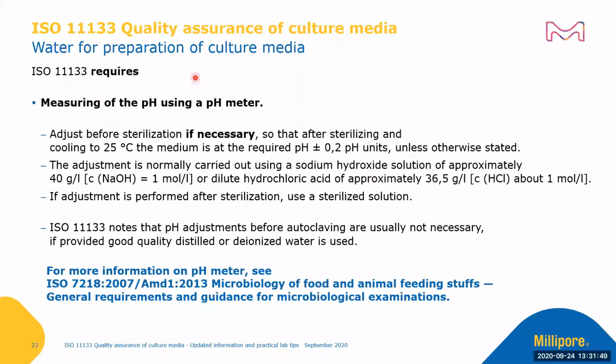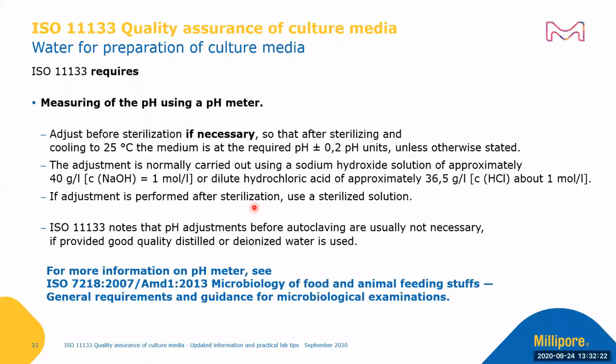ISO 11133 requires the measurement of pH using a pH meter. Adjust the pH before sterilization if necessary, so that after sterilization and cooling to 25 degrees, the medium is at the required pH plus or minus 0.2 pH units unless otherwise stated. The adjustment is normally carried out using a sodium hydroxide solution or a hydrochloric acid solution.